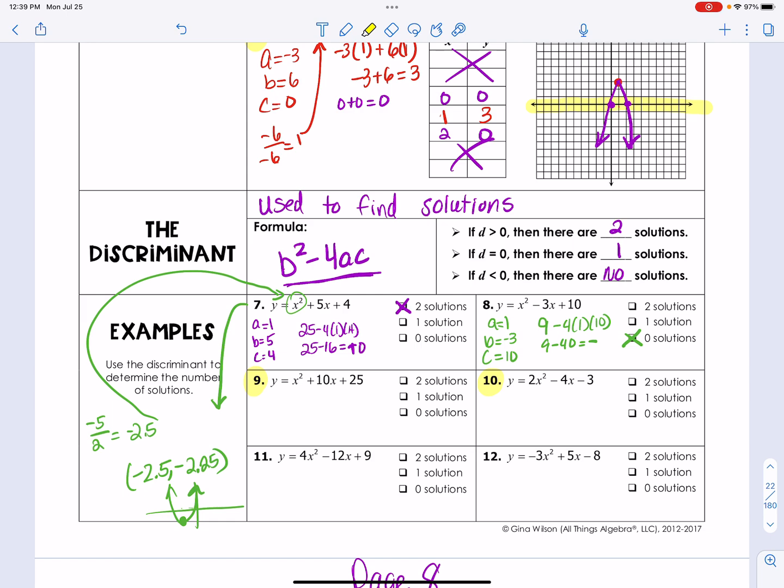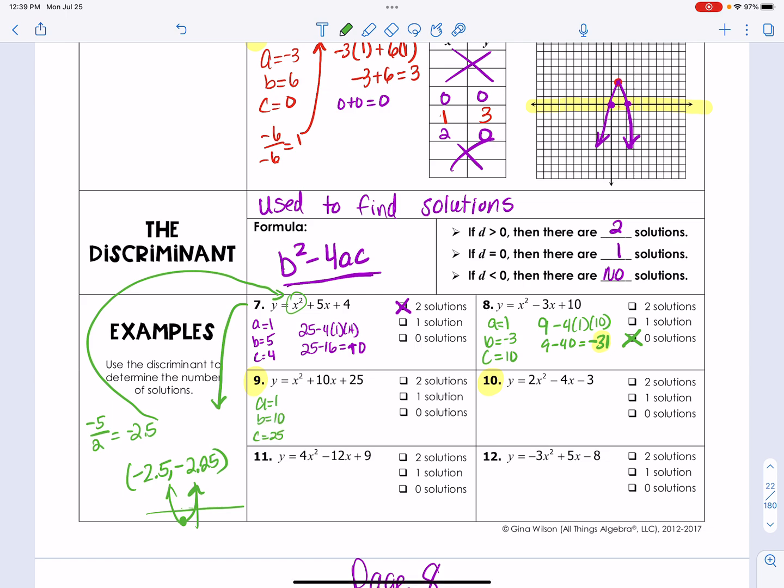All right, so like on number 8, that was a negative 31, the answer. But I'm just trying to find if it's positive, negative, or 0. And that tells me how many solutions there are. Later on, we're going to find out what that negative 31 means. But right now, I just need to know, is it positive, is it negative? That's what I need.